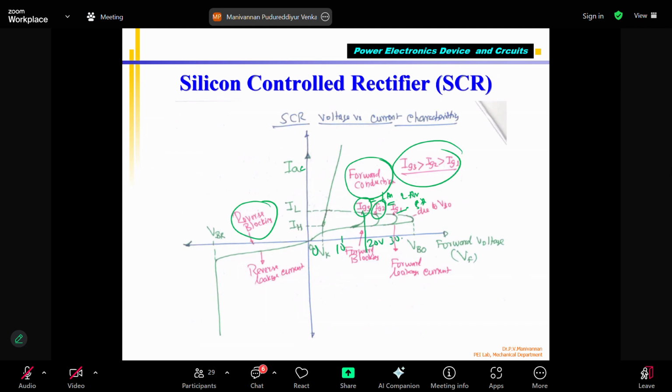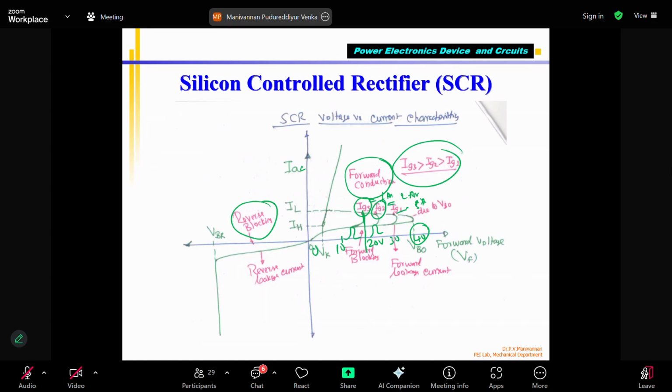This is 30 volts. This is 40 volts. Correct? I told you, I applied here only 20 volts. But if I give a gate pulse, again, it will conduct. What I want to say is, as long as the VAC is positive, less than the breakdown voltage, if I give a trigger pulse, it will start conducting immediately. That's what we are saying.